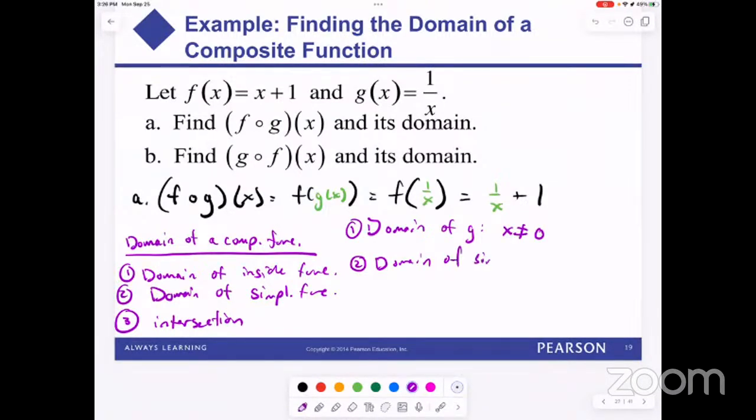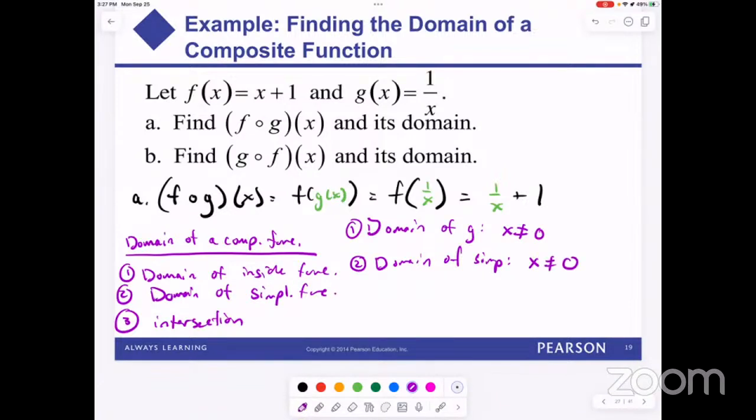Okay. So the simplified function we got was 1 over x plus 1. So then for that, its domain is going to be what? All reals except x equals 0. So we want everything except 0.